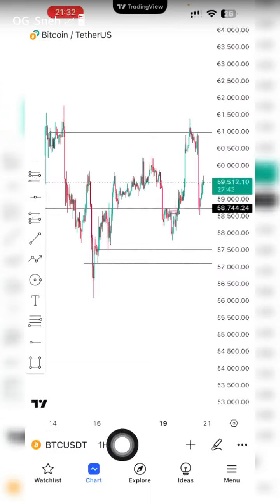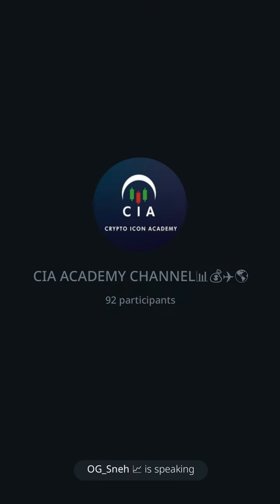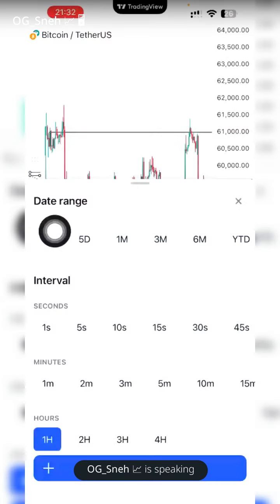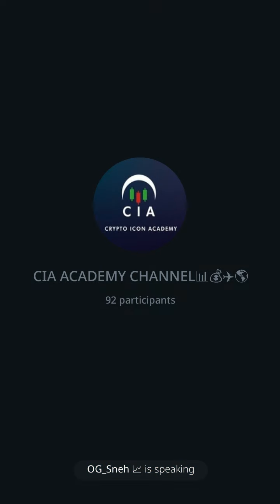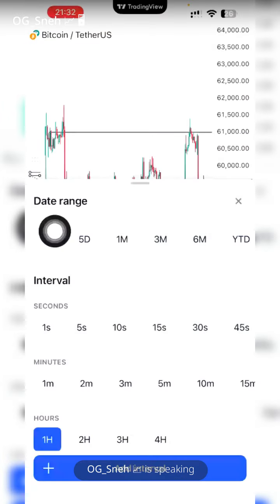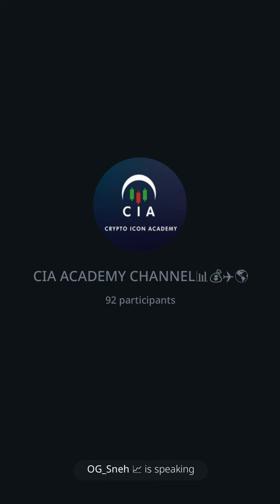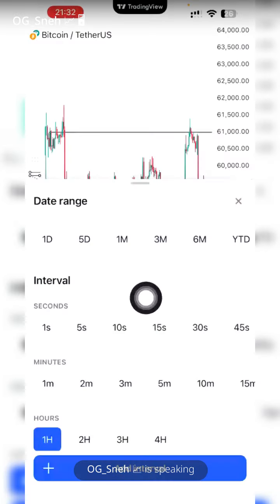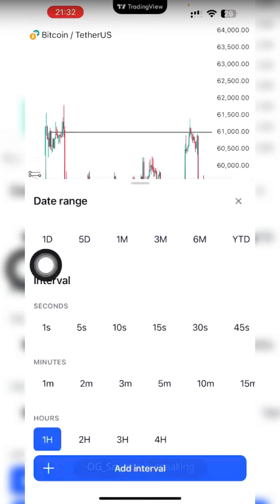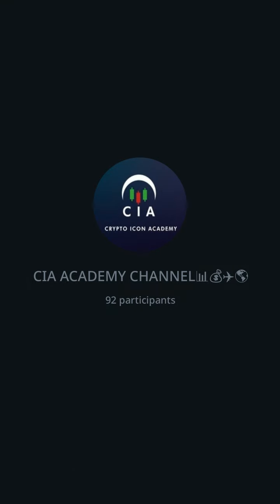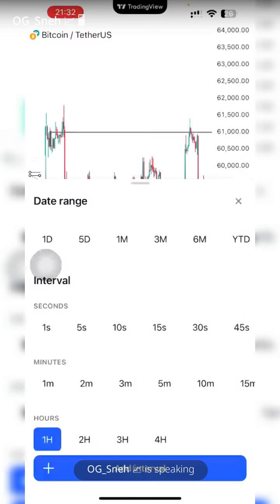So just click on it. Do you understand? This is the 1 day time frame, that is, each candle represents what happens in a day. Do you understand? 5 days: each candle represents what happens in 5 days, just like a week. You know, 5 days make a week.